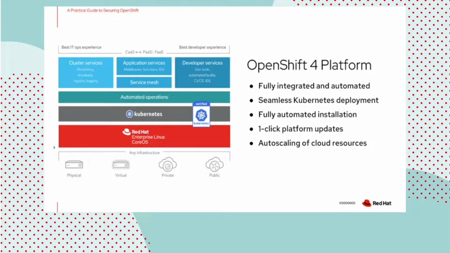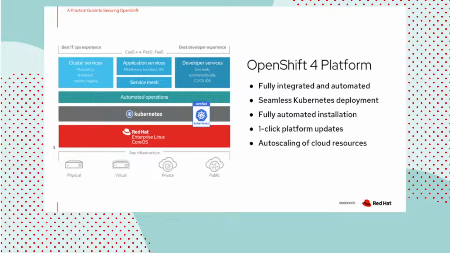So OpenShift is a fully integrated and fully automated container platform that allows for seamless Kubernetes deployment. The installation of Kubernetes is fully automated. You get one-click platform updates, and you can easily auto-scale cloud resources. As you can see from this deck, OpenShift installs on pretty much any type of infrastructure, including physical infrastructure like bare metal, virtual infrastructure like vSphere, private cloud infrastructures that you may have in your enterprise, public cloud infrastructure like AWS, GCP, Azure, and so on and so forth.